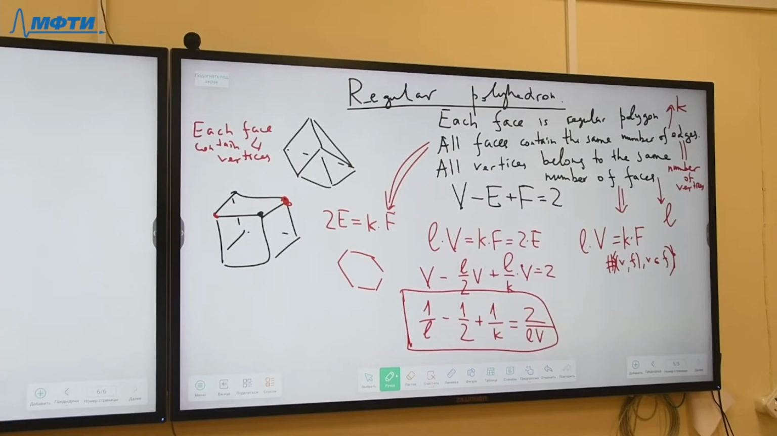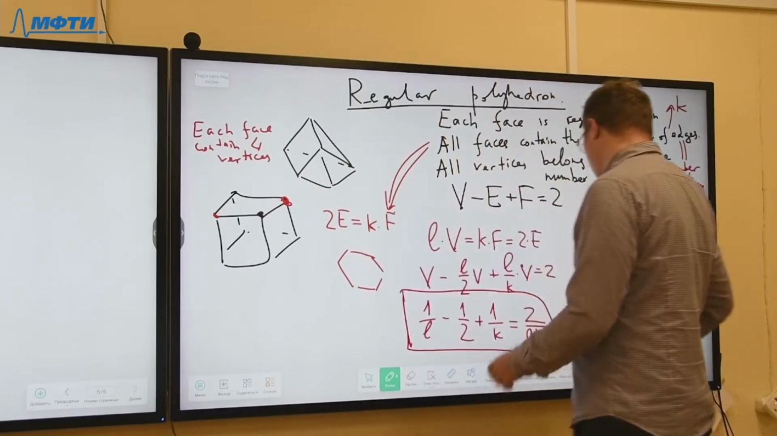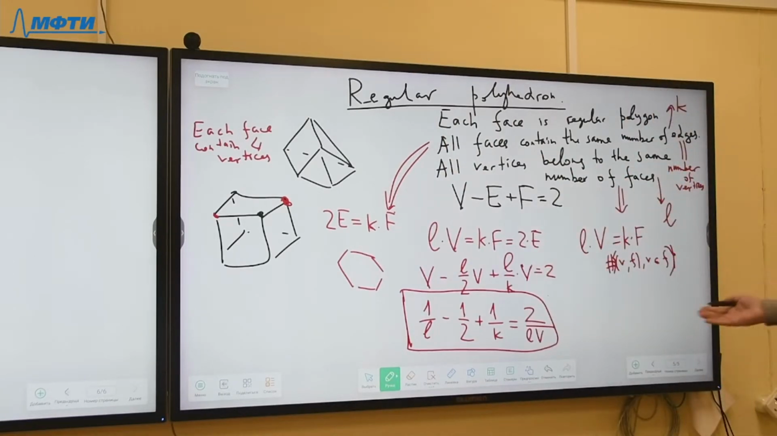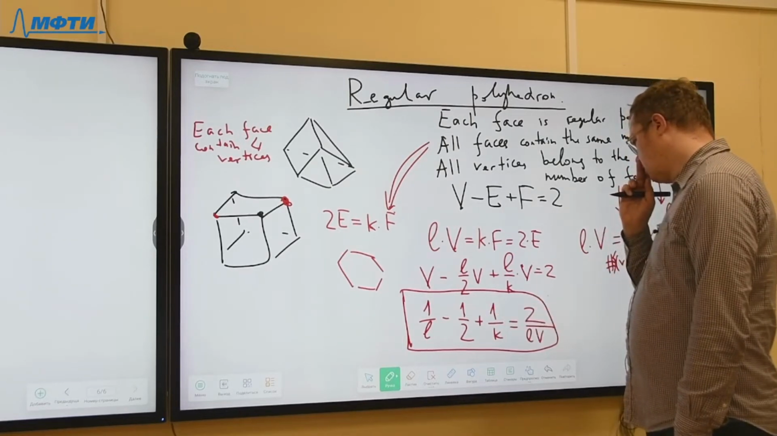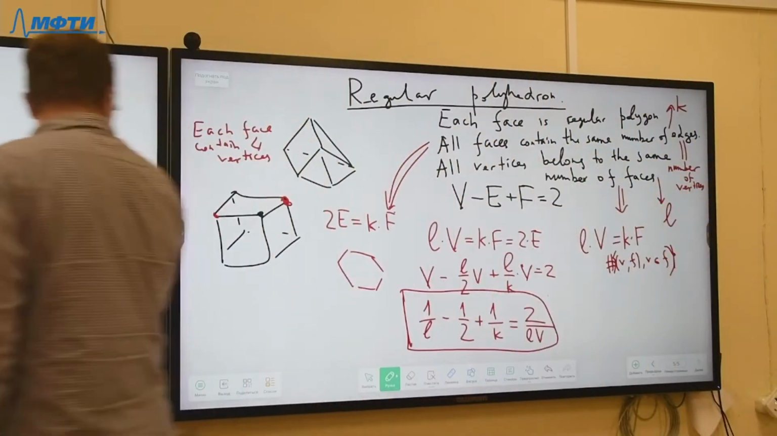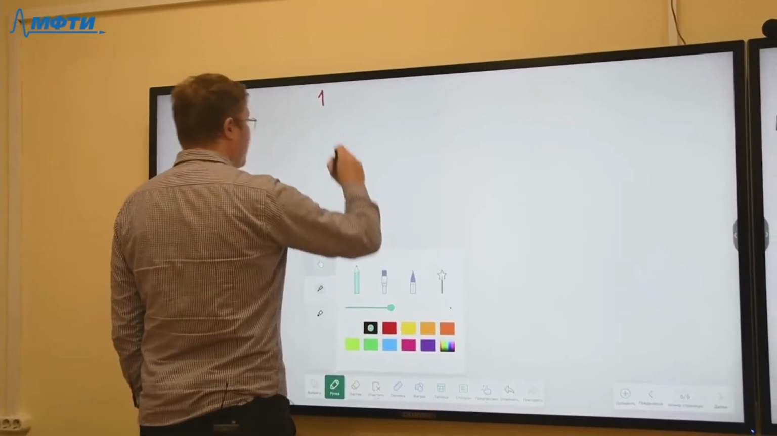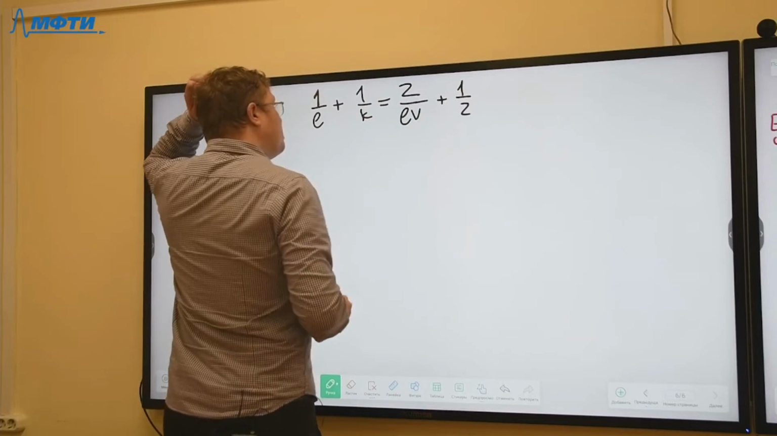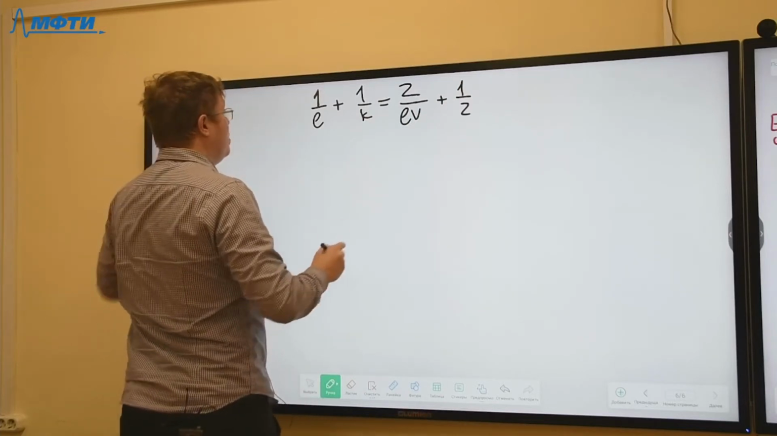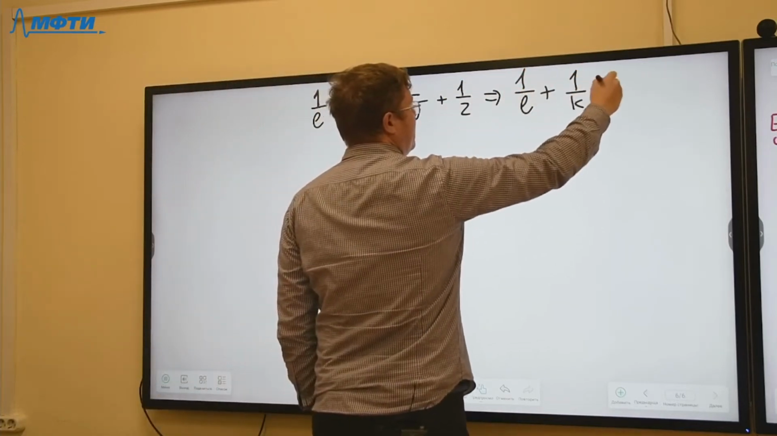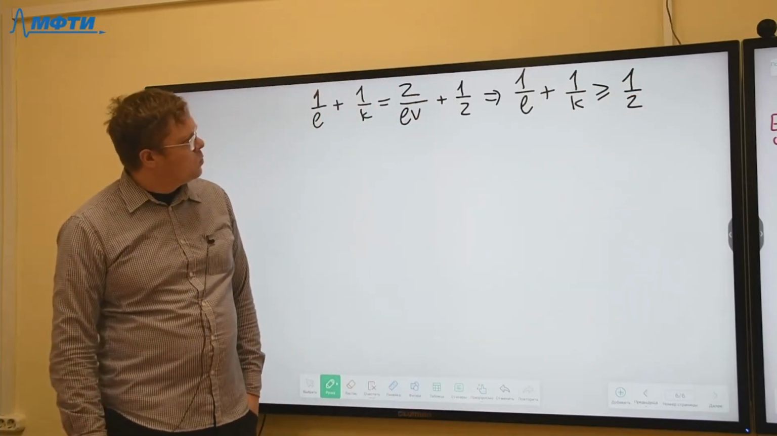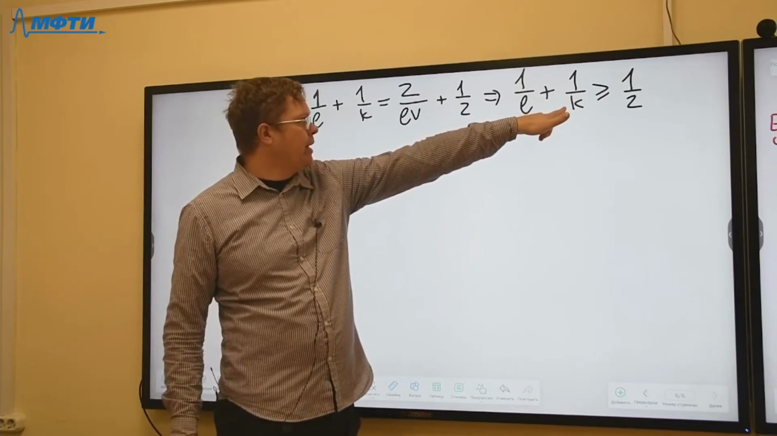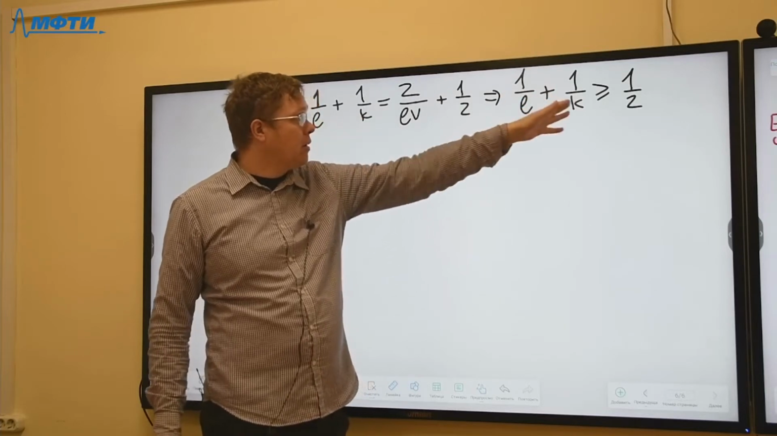So maybe it's more useful to work this with a number of edges. Let me see. Yeah, I think we can also calculate this one. For example, why are there no more possibilities for the inequality? So we have 1 over L plus 1 over K is equal to 2 over LV plus 1 over 2. And so we get that 1 over L plus 1 over K is more than 1 over 2. But of course we have not many possibilities for L and K such that these two ratios added will be bigger than 1 over 2.